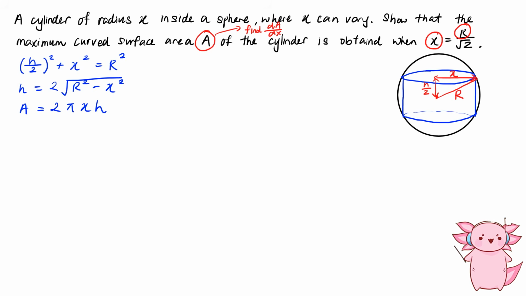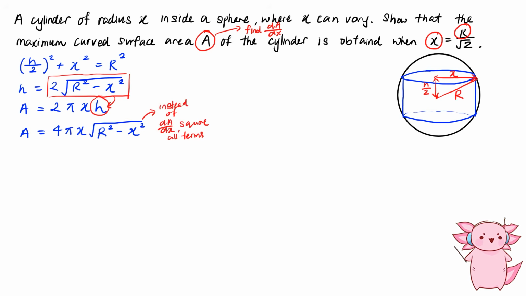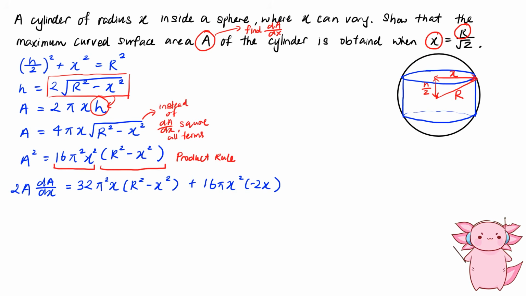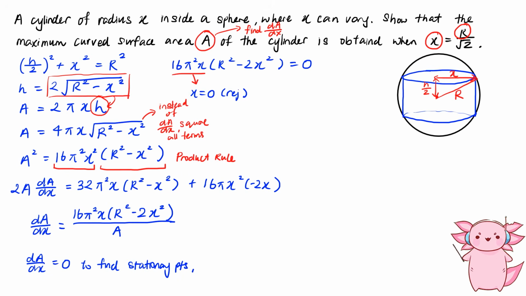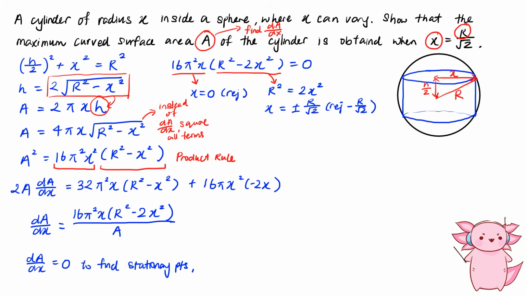Since we know that the curved surface area A is equal to 2πxh, we can sub the value of h inside, and instead of just differentiating A with respect to x, let's square all the terms here, and we can actually perform implicit differentiation. Using the product rule over here, we can get something like this. After equating dA/dx to be equal to 0, we can get x is equal to 0, which we have to reject, or r squared is equal to 2x squared, which we want to solve for x to get x is equal to r over square root of 2, where the negative value is rejected.